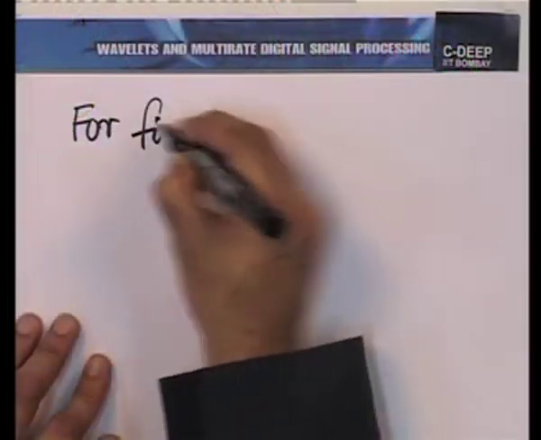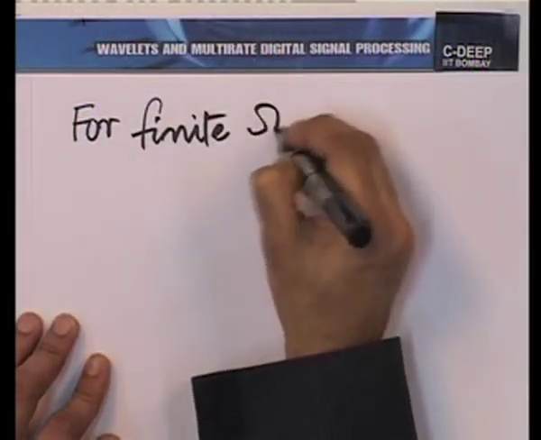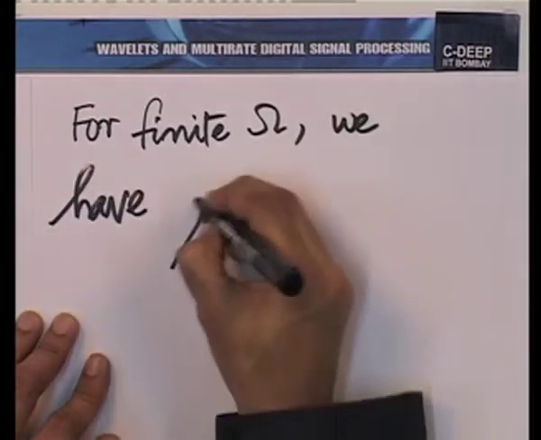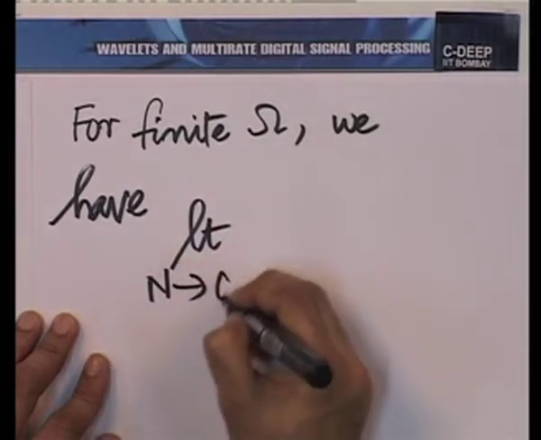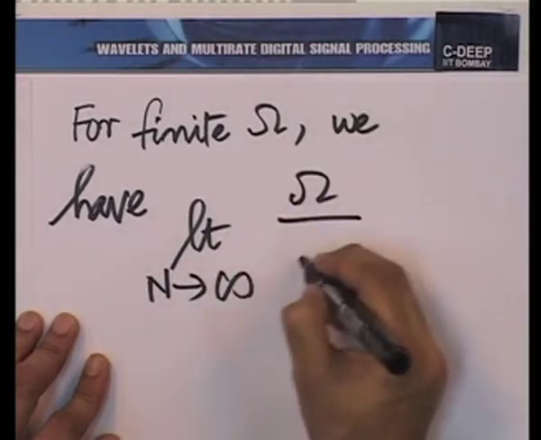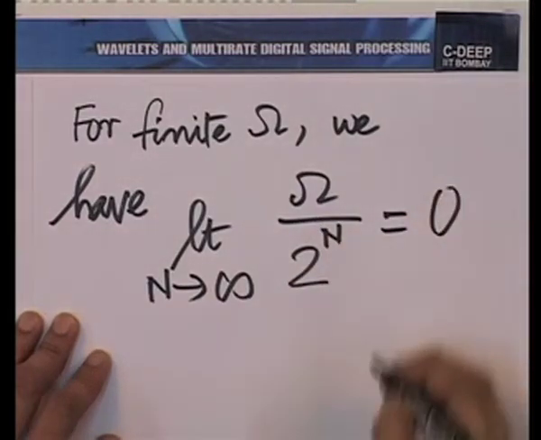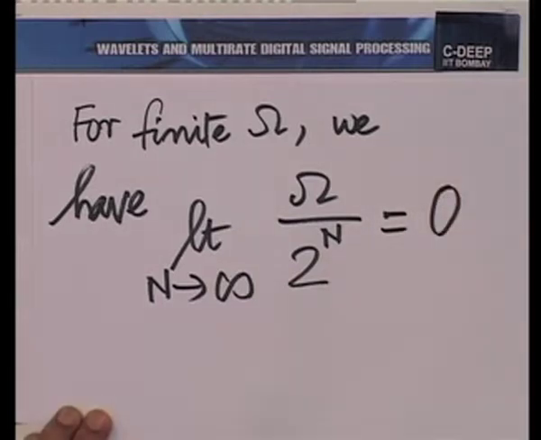For finite capital omega, we have the limit as capital N tends to positive infinity of capital omega divided by 2 raised to the power of n equal to 0. So, therefore, at least on the finite frequency axis, the left hand side is equal to the right hand side, well, and the right hand side has essentially the Fourier transform of the left hand side at the point 0.